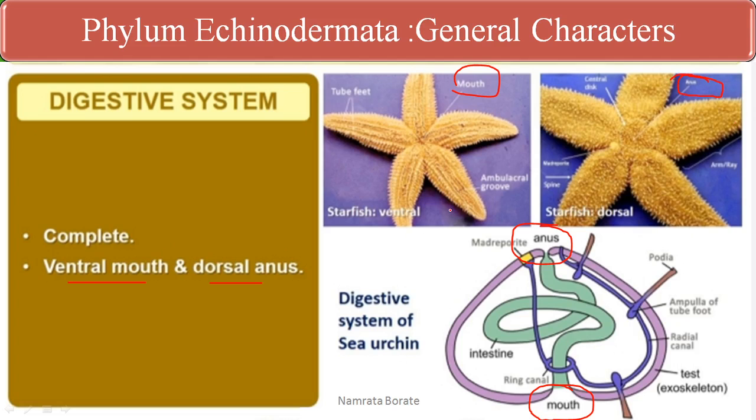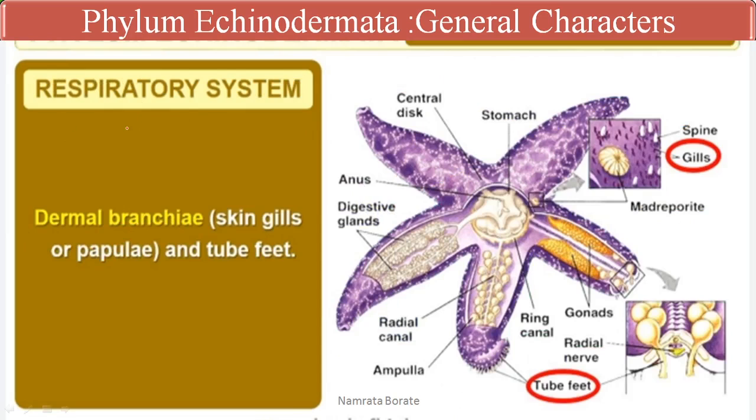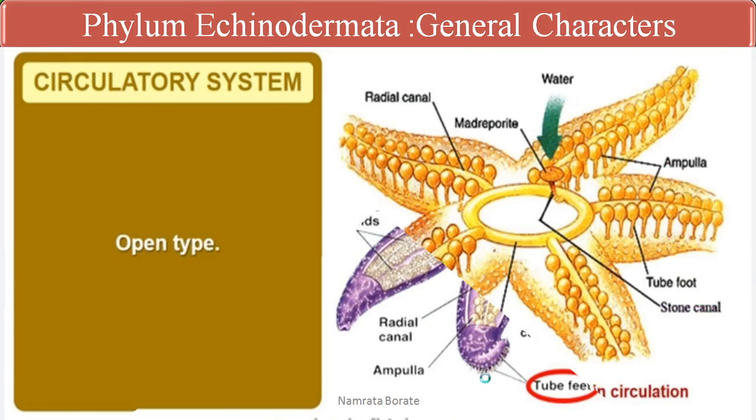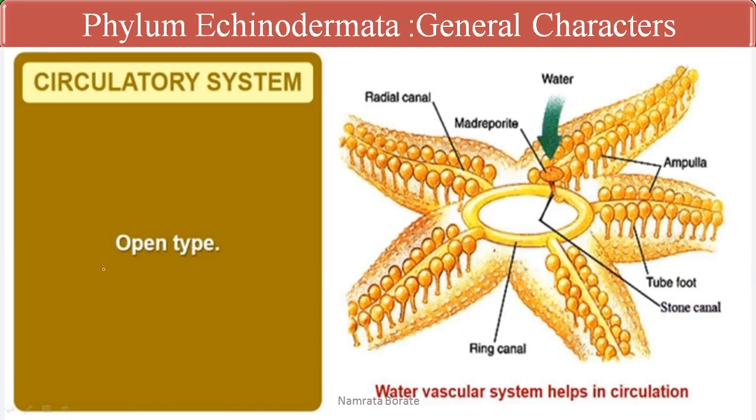Okay. The next one is about the respiratory system. In the respiratory system, there is the presence of dermal branchiae, that is, skin gills. You can see here there are gills, or papillae, and tube feet. These are used for the respiration process. The next is about the circulatory system. It is an open type of circulatory system.